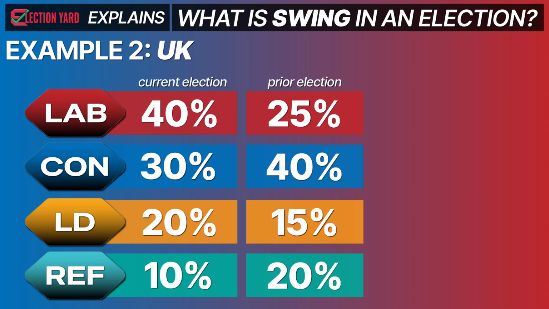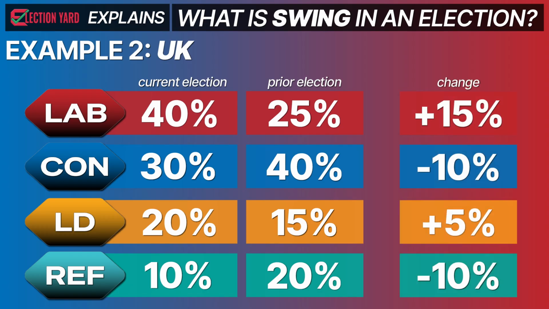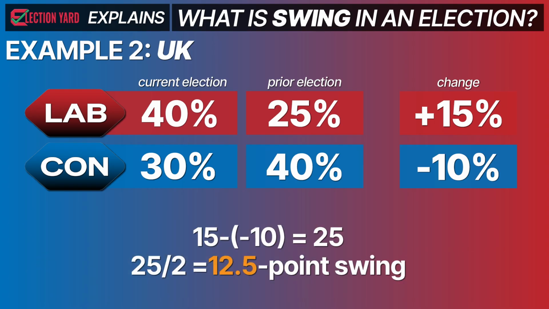Under the British system, swing is calculated by subtracting the change in vote share between two parties and then averaging the result. For example, Labour gained 15 points in this example, while the Conservatives lost 10. The Lib Dems gained 5 and Reform lost 10, but we're going to calculate the swing between the two main parties, Labour and Tory. 15 minus negative 10 is 25 because subtracting a negative integer makes it a positive. Half of 25 is 12.5, meaning the swing from Conservative to Labour in this election was 12.5%.